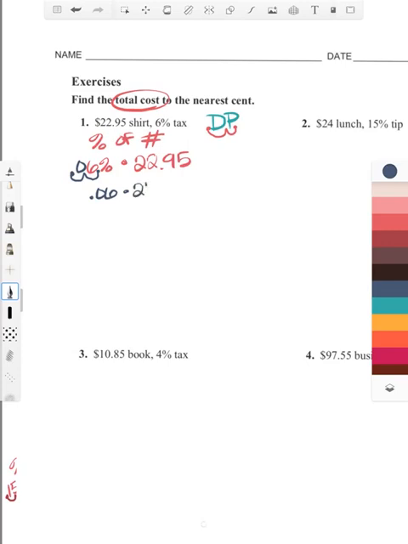times 22 and 95 hundredths. So we'll multiply here. We're going to multiply 22 and 95 hundredths times 6 hundredths. 6 times 5 is going to give me 30. 9 times 6 is 54, plus 3 is 57. 2 times 6 is 12, plus 5 is 17.